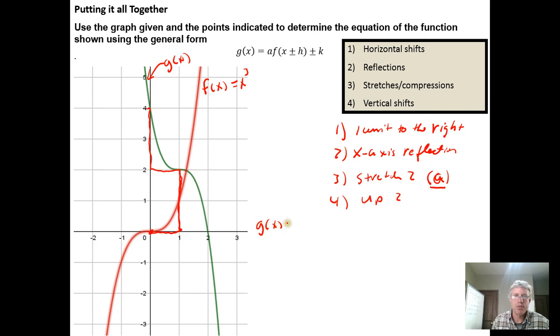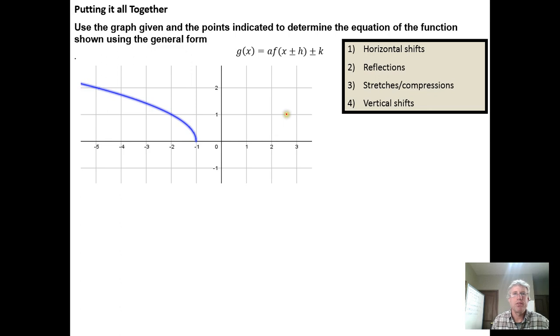G of x equals, what happened to the cubing function? It moved 1 unit to the right, so we have to subtract 1 from the input variable and cube it. An x-axis reflection needs a negative sign on the outside. A stretch of 2 needs a times 2 multiplier, and a shift up 2 needs to add 2 to the function.